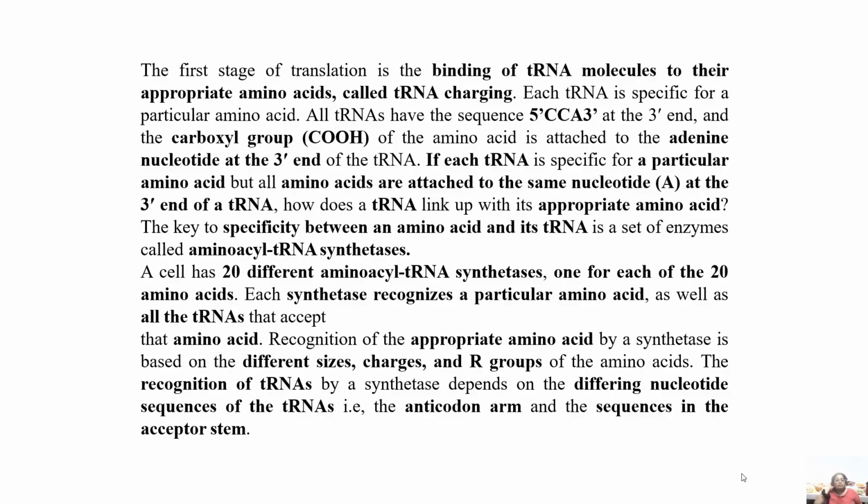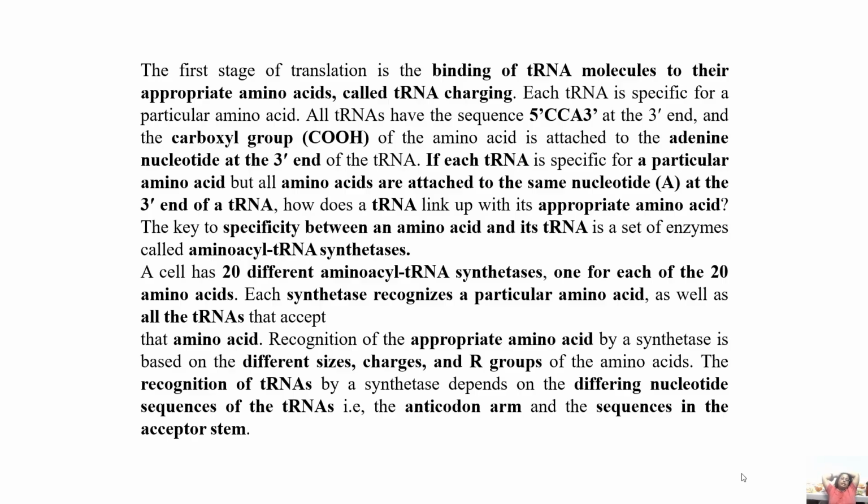So if each tRNA is specific for a particular amino acid, but all amino acids are attached to the same nucleotide at the 3' end of tRNA, how does the tRNA link up with the appropriate amino acid? The key to specificity between an amino acid and its tRNA is a set of enzymes called aminoacyl tRNA synthetases. A cell has 20 different aminoacyl tRNA synthetases, one for each of the 20 amino acids. Each synthetase recognizes a particular amino acid as well as all the tRNAs that accept that amino acid. Recognition of the appropriate amino acid by the synthetase is based on the different sizes, charges, and R groups of the amino acids.